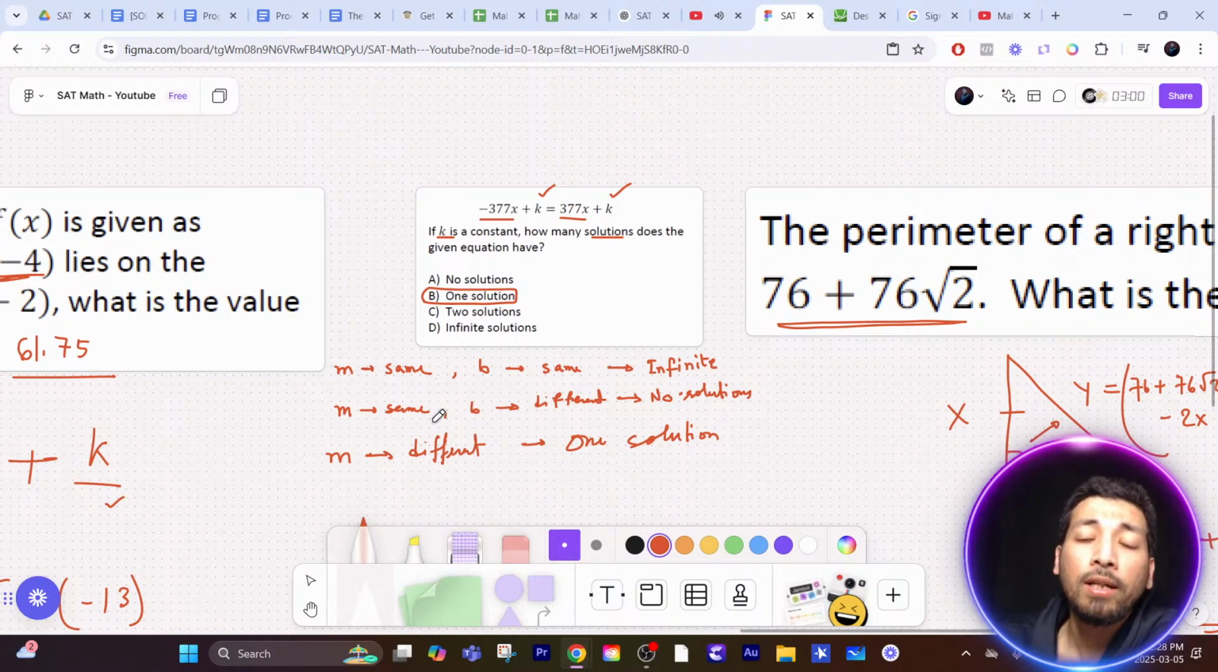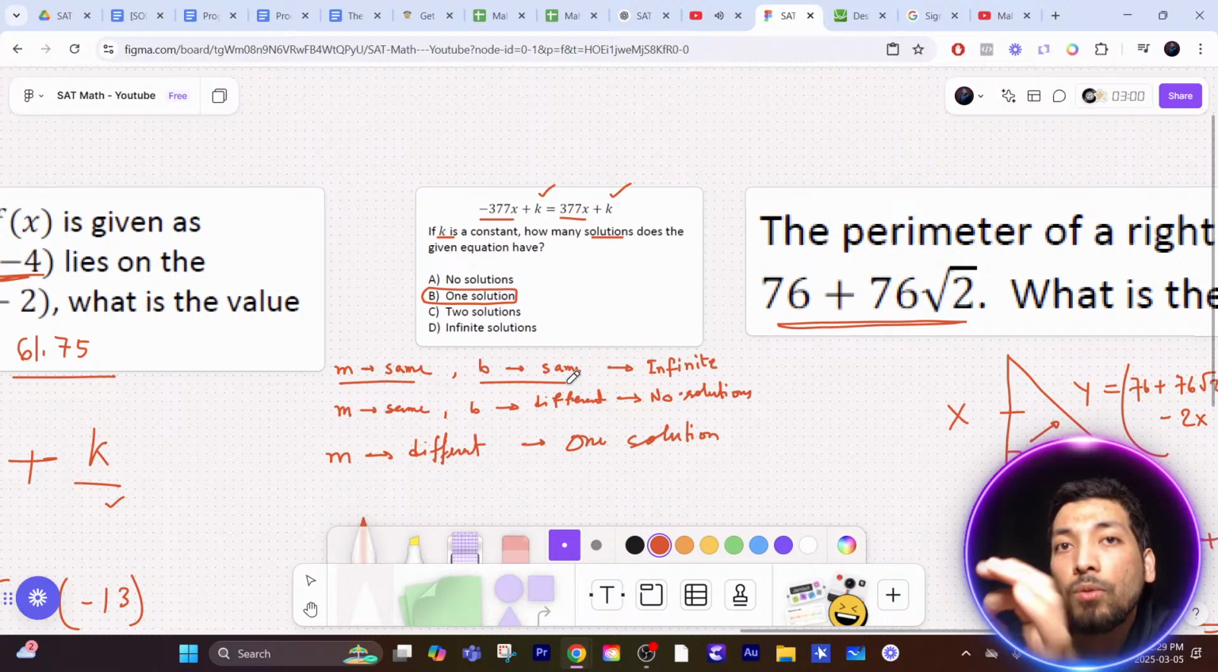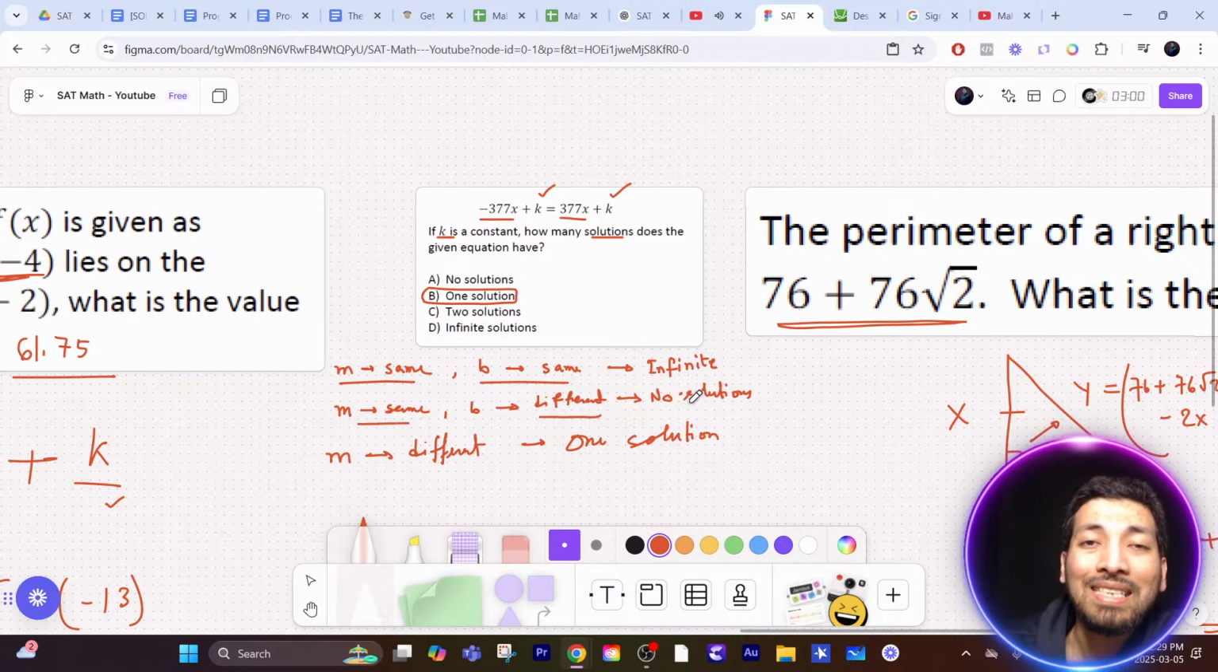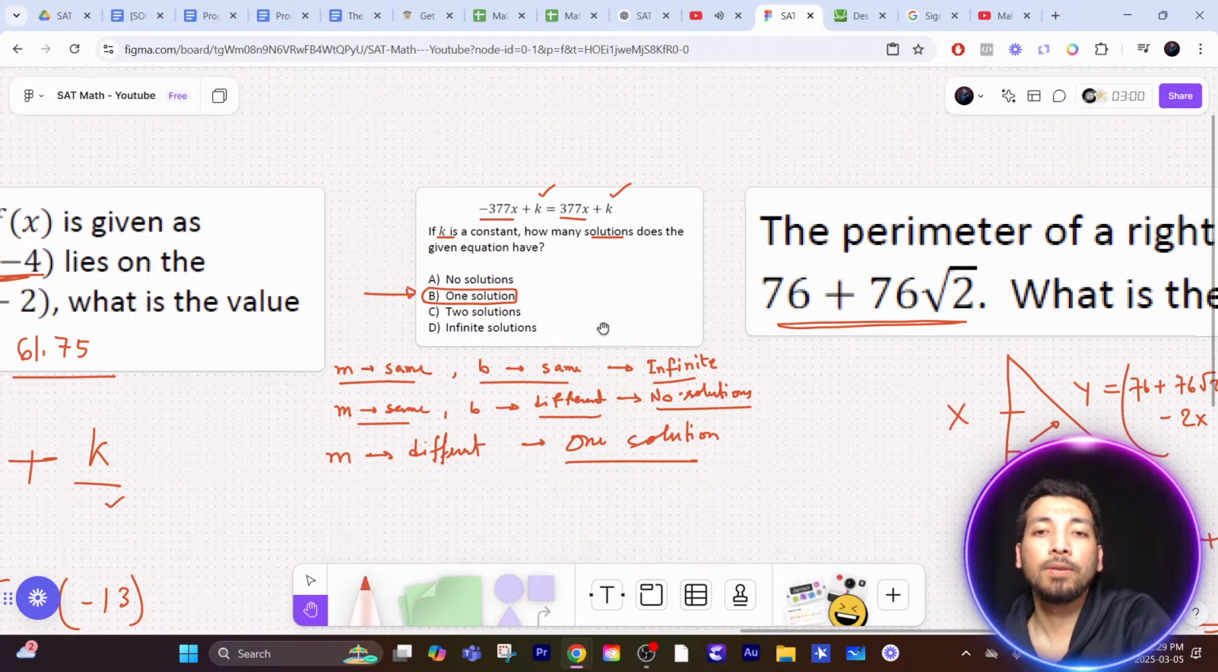So here is a quick trick. If you have a system of linear equations, we need to check whether the two equations have the same slope and same y-intercept. If they have the same slope and same y-intercept, they have infinite solutions. If the slope is the same but the y-intercept is different, basically they are two parallel lines, they will have no solutions. And if the m is different, meaning the slope is different, it doesn't matter whether they have the same or different y-intercept, they will have one solution. So in this case, our answer is one solution.